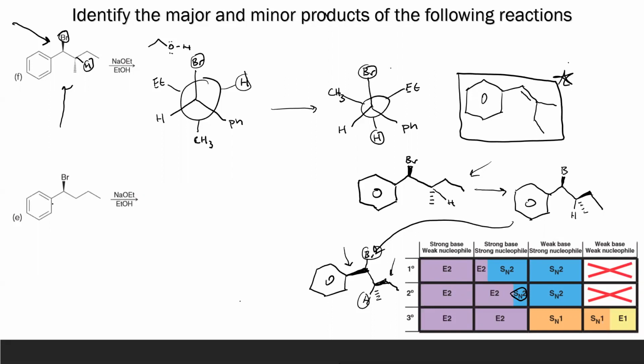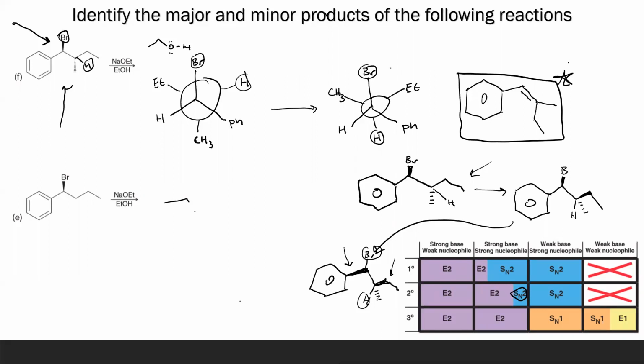Okay, let's look at E. So in this case, we've got, again, a secondary substrate, and we're treating it with the same reagents, sodium methoxide, strong base, strong nucleophile, and we're also using ethanol, which is a polar protic solvent. So we know that this is going to undergo an E2 reaction, but what product will we get?